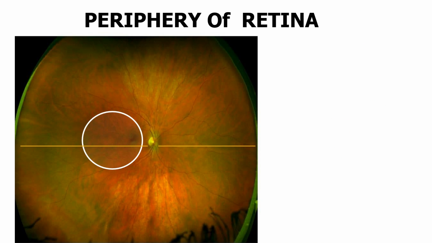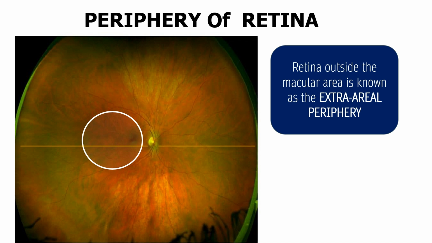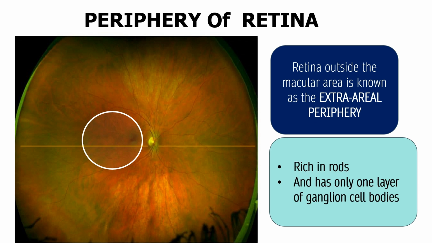Next, we are going to talk about the area of the retina which is outside the macular area. This retinal area outside the macular area is known as the extra-areal periphery of the retina. An important fact about this part of the retina is that it is rich in rods. When we were talking about the macula, we said that the macular area basically has cones in plenty, whereas here in the extra-areal periphery, we have rods in abundance, and the periphery also has just one single layer of ganglion cell bodies.